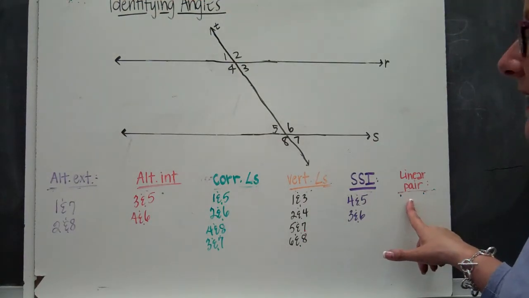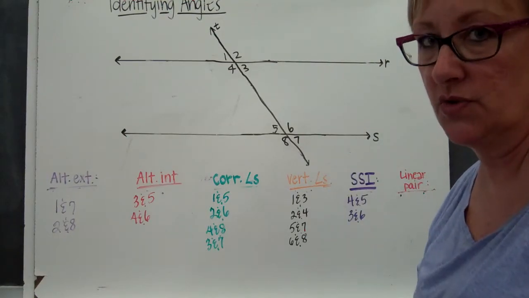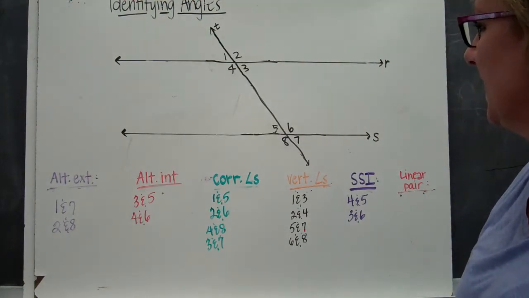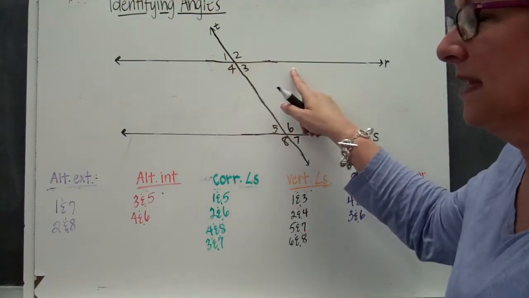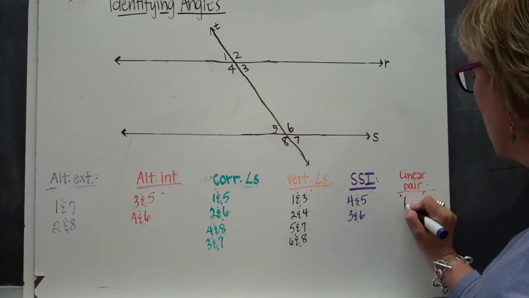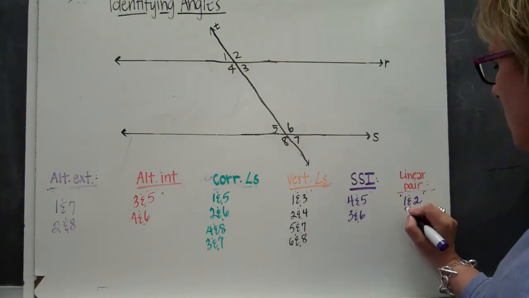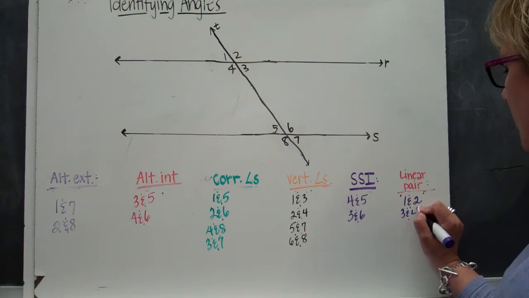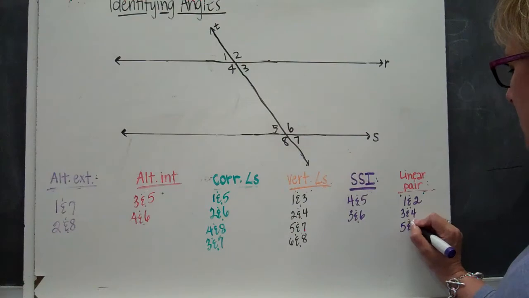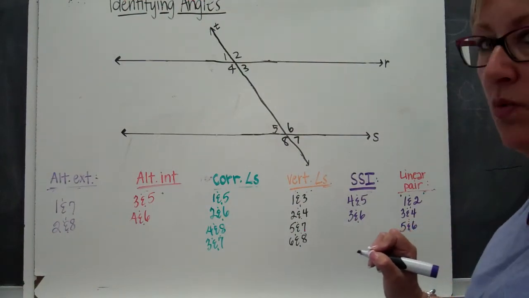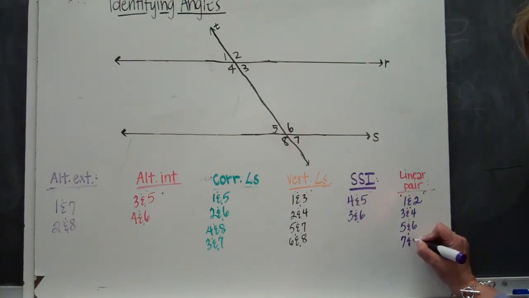All right, if we look at linear pairs, these are two angles side by side that have to equal 180 degrees. So let's look at the linear pairs that we have. Here's a pair of angles that when added together will make up a line. So 1 and 2 are going to be a linear pair. 3 and 4 are also a linear pair. 5 and 6 will be a linear pair because they are side by side and they equal 180 degrees. 7 and 8 are a linear pair.